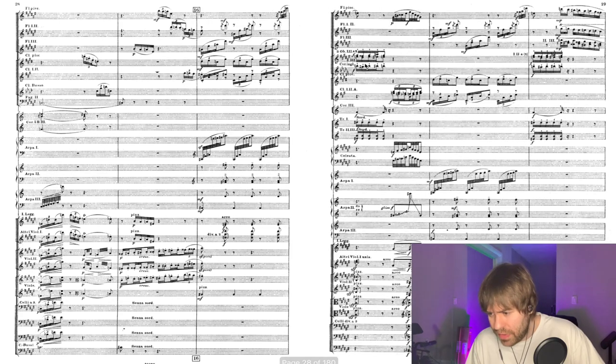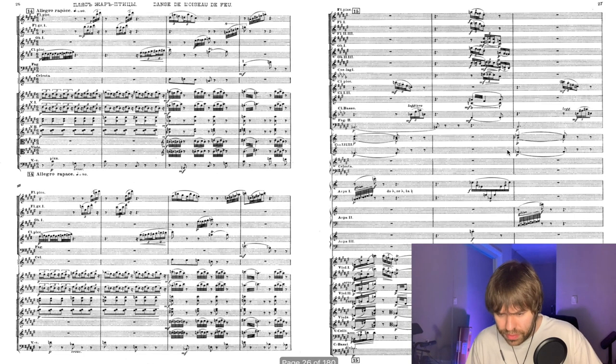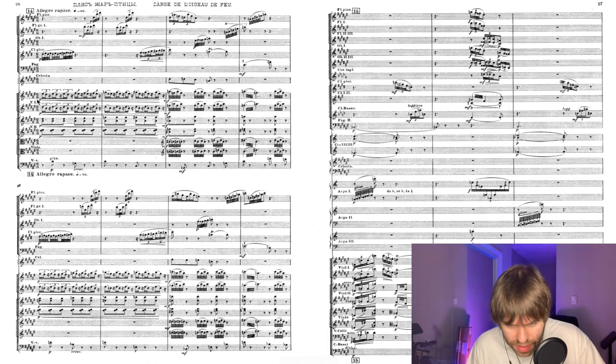So again, if you study the score, we won't go over the whole thing in super detail here, but you can study all the different rhythmic variations and the way they play against each other and imply different things. You know, just these broken triplets here for the chirping.